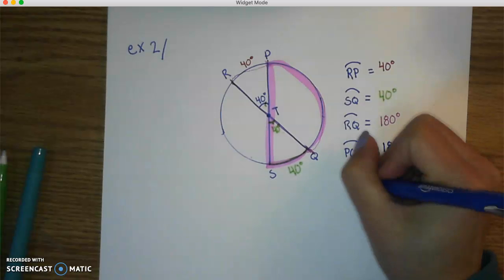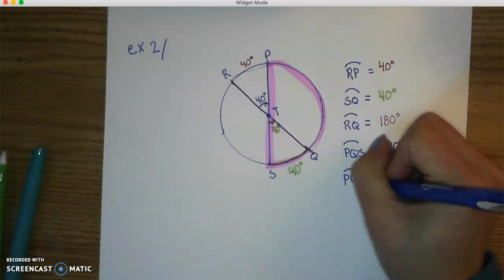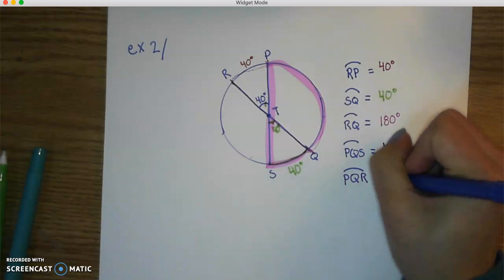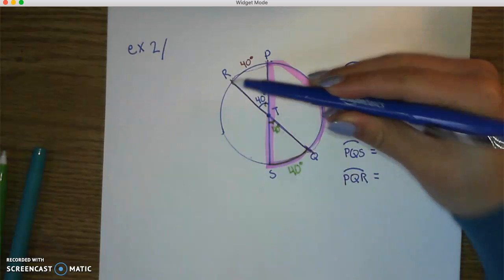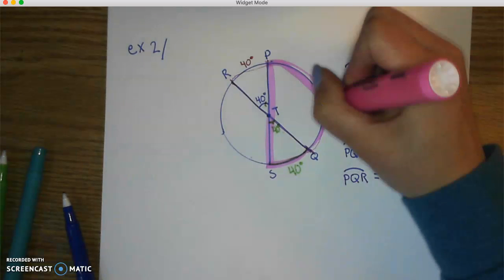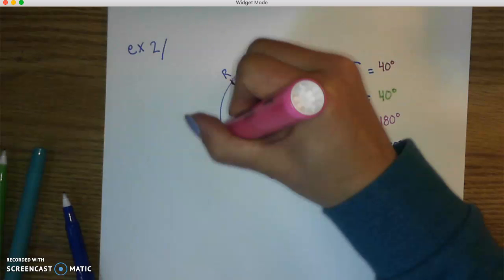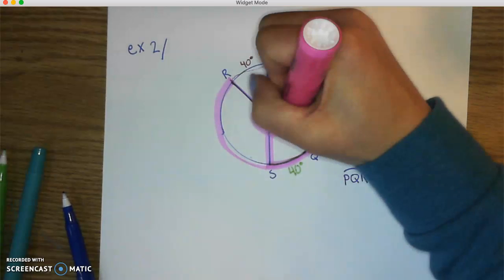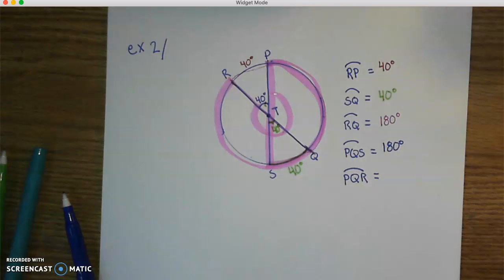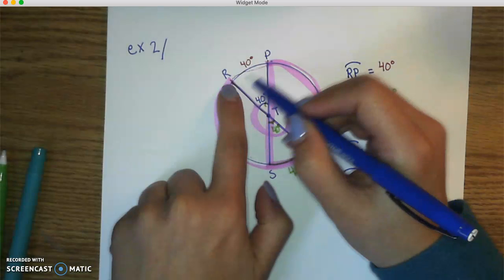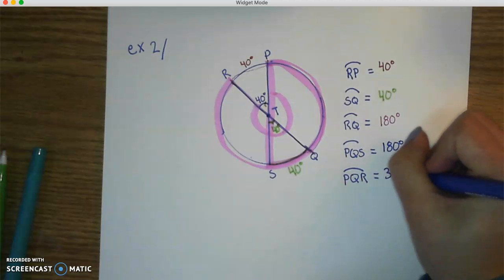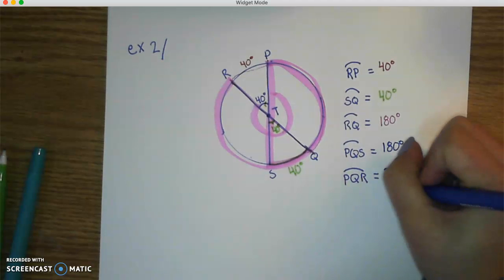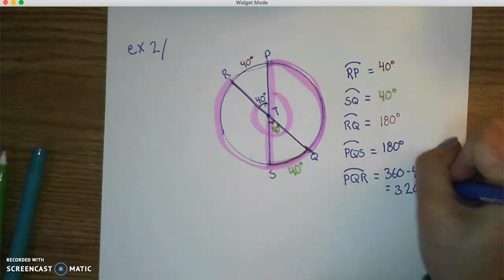What if I wanted arc PQR? Now I want to go P, Q, all the way to R, all the way to here. I want this whole arc, that whole angle. Well, that's almost a full circle. It's everything but how many degrees? 40. So a full circle is 360 minus 40. Well, this is 320 degrees.